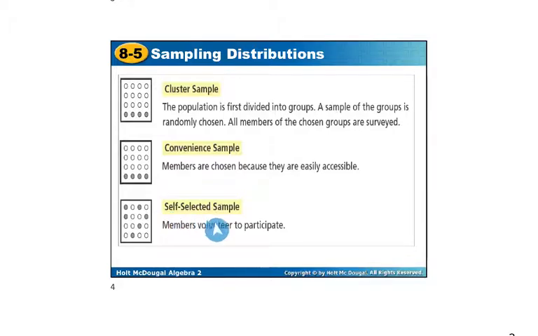Then we have the self-selected sample, which is not always the best because, as we've seen in comments online and things like that, usually you only get responses from the people that had the best service or the worst service. And so volunteering to participate is usually only going to get those types of categories. However, depending on what you're trying to survey, it might be helpful.